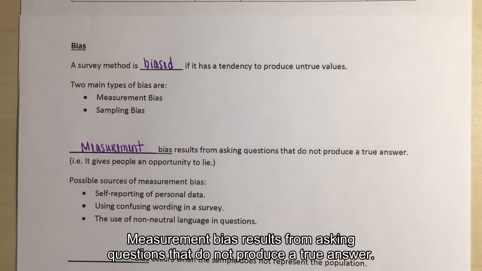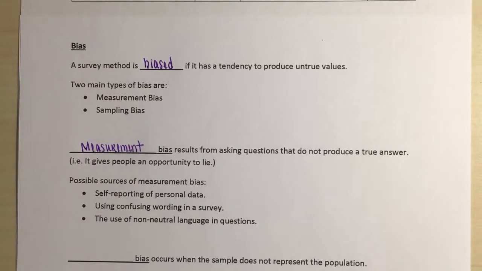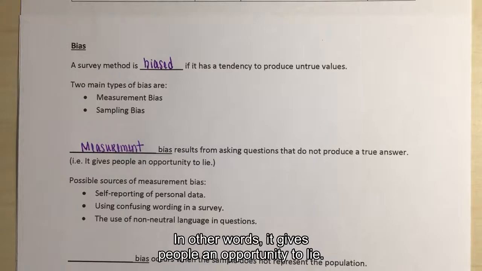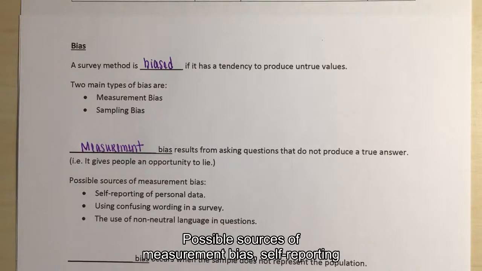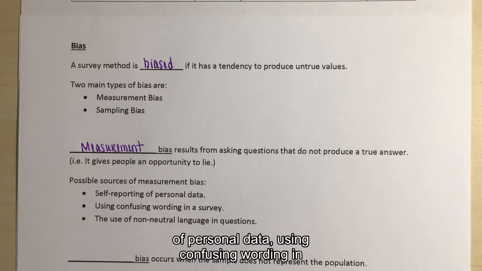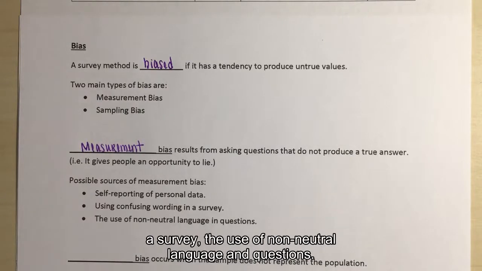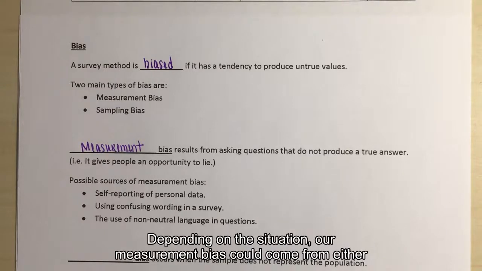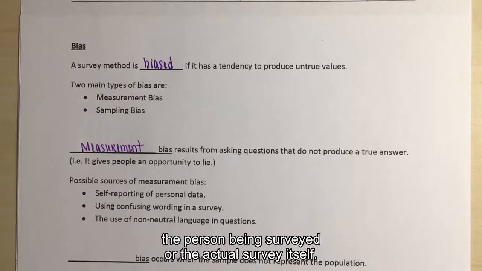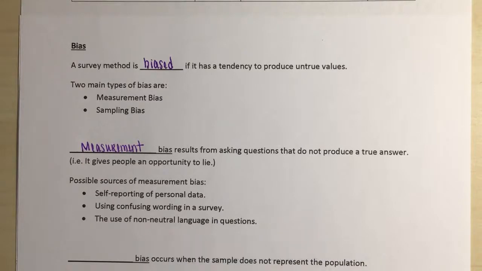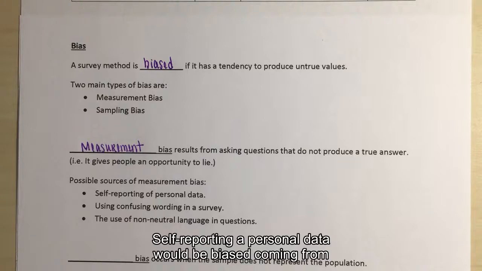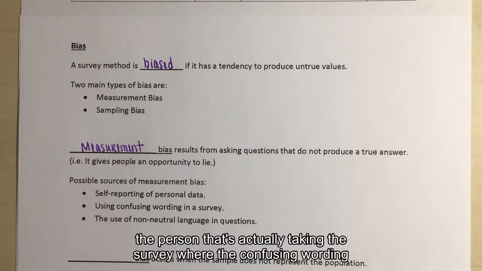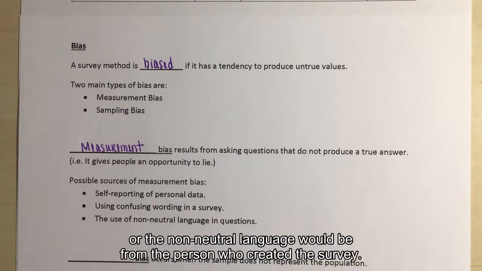Measurement bias results from asking questions that do not produce a true answer. Right? In other words, it gives people an opportunity to lie. Possible sources of measurement bias: self-reporting of personal data, using confusing wording in a survey, the use of non-neutral language in questions. So depending on the situation, our measurement bias could come from either the person being surveyed or the actual survey itself. Right? So self-reporting of personal data would be bias coming from the person that's actually taking the survey, where the confusing wording or the non-neutral language would be from the person who created the survey.